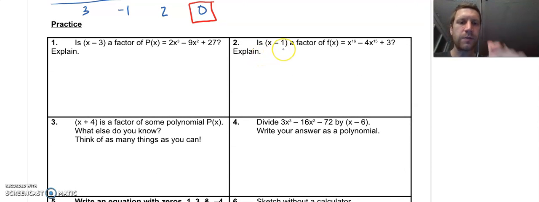So is x minus 1 a factor of f of x equals x to the 16th minus 4x to the 15th plus 3? Feel free to try this. You can pause and then come and see the answer worked out. Or you can see me work it out.